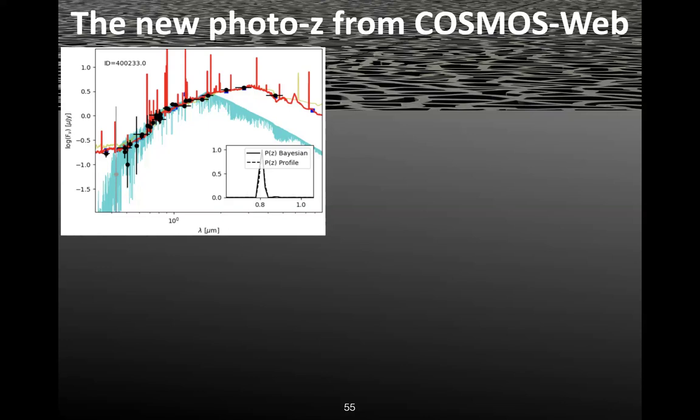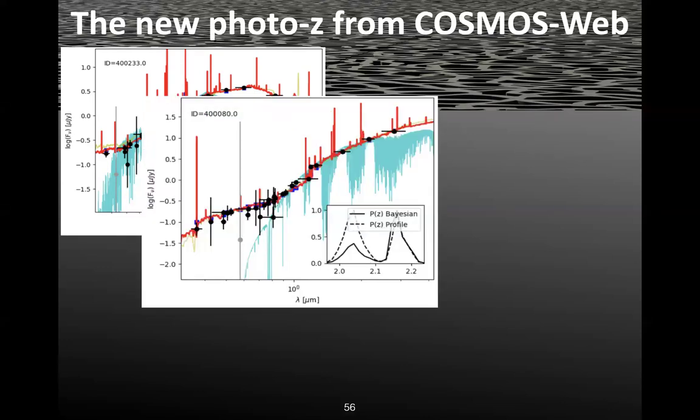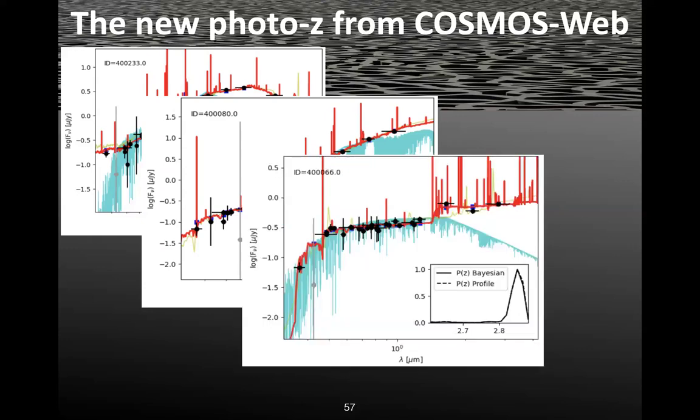You can see here one example of a galaxy at redshift 0.8. And here you see the NIRCam points. I took a few examples. That's a galaxy at redshift 2. Here you have two possible solutions, but you can see the constraint here is really important. Red is the galaxy, yellow is the AGN, and blue is stars.